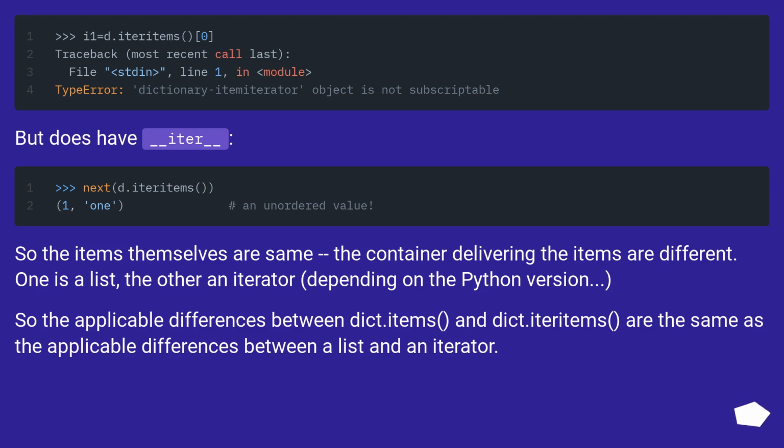So the applicable differences between dict.items and dict.iteritems are the same as the applicable differences between a list and an iterator.